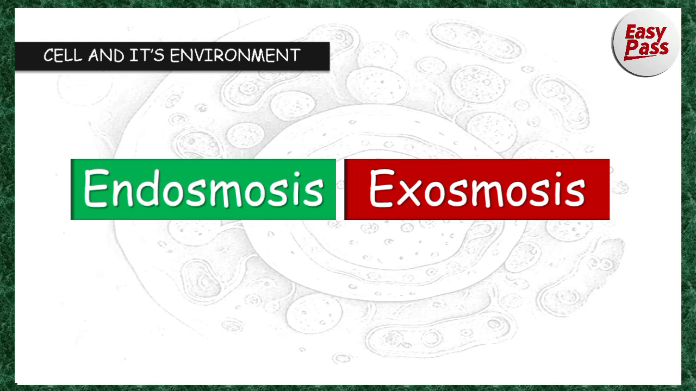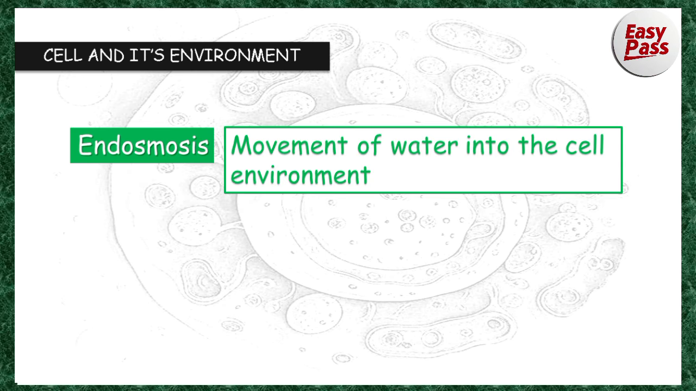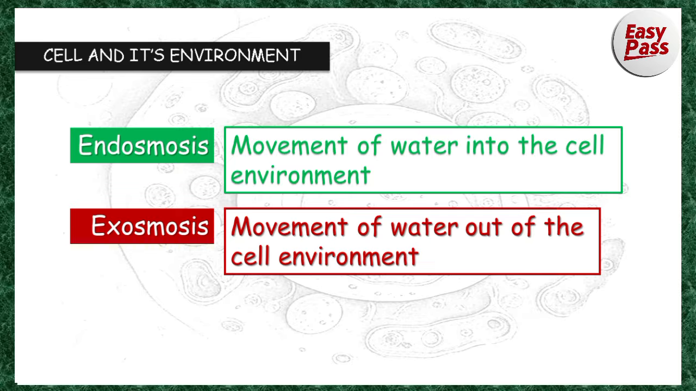These two words come from the word osmosis. Since we already know that osmosis is the movement of water, endosmosis will be the movement of water into the cell internal environment, while exosmosis is the movement of water out of the cell internal environment. When water is moving into the cell, we say it is endosmosis. When water molecules are moving out of the cell environment, we say exosmosis is occurring.